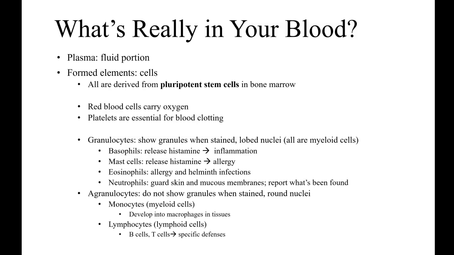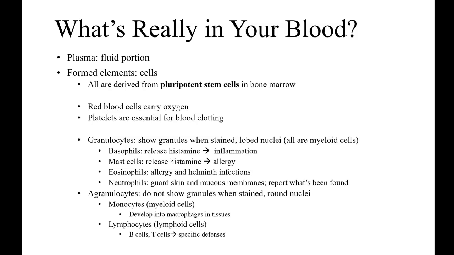And later on, when we talk about what happens when our immune system kind of goes awry, we'll be talking about allergy and histamine's effect on allergy. We'll also talk a little bit about eosinophils. Eosinophils we sometimes see with allergies, and we would see their numbers rise if we had a helminth infection, so a worm infection. So we'll talk a little bit about what they do.